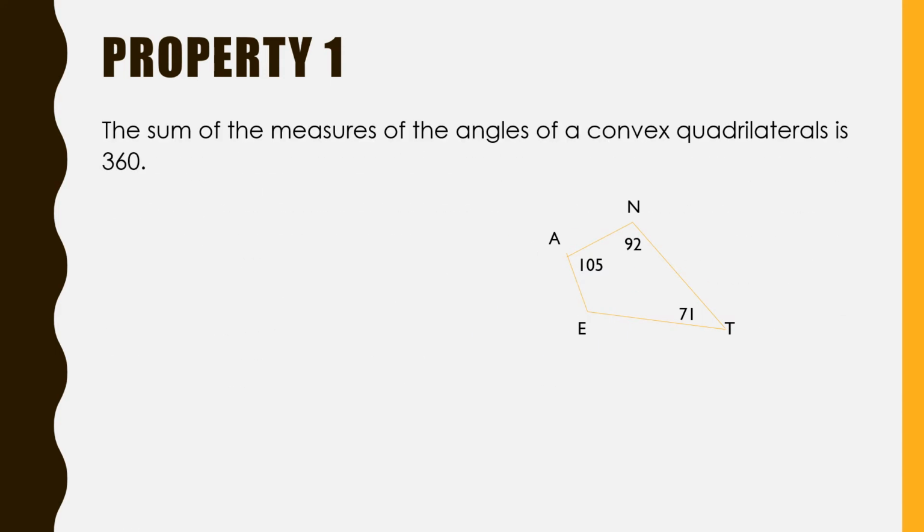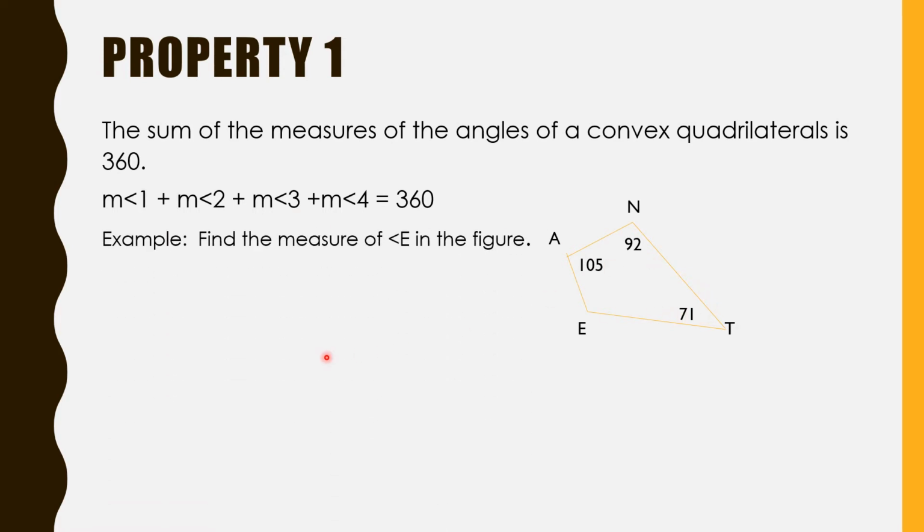Alright, so we are going to compute this. The sum of the measures of the angles of a convex quadrilateral is 360 degrees. So measure angle 1 plus measure angle 2 plus measure angle 3 plus measure angle 4 is equal to 360 degrees. Example, find the measure of angle E in the figure.